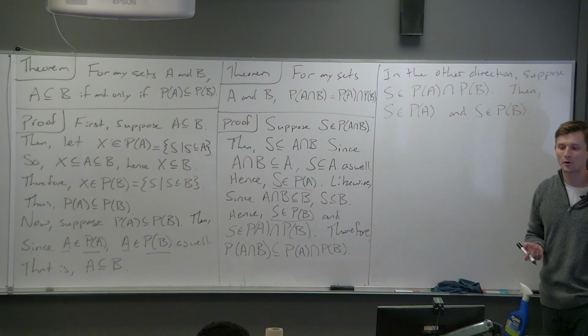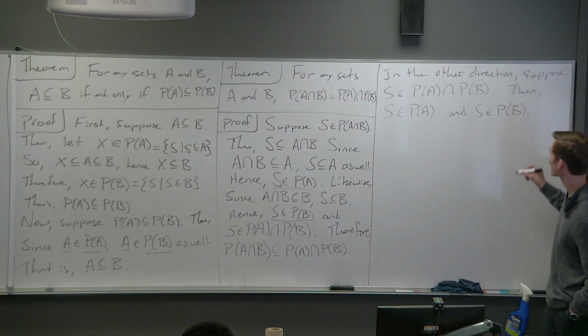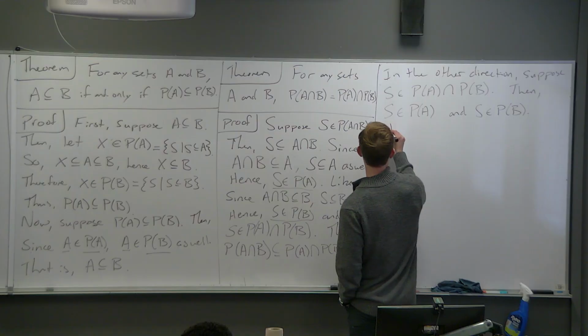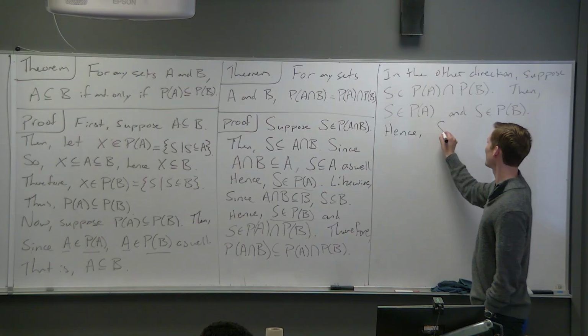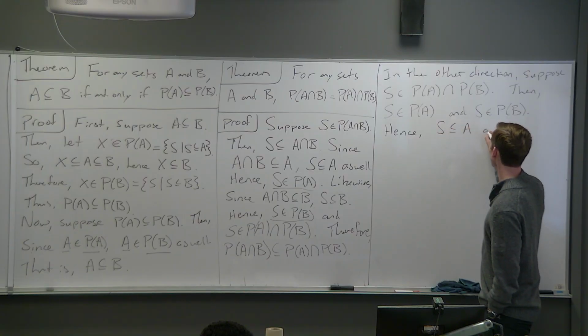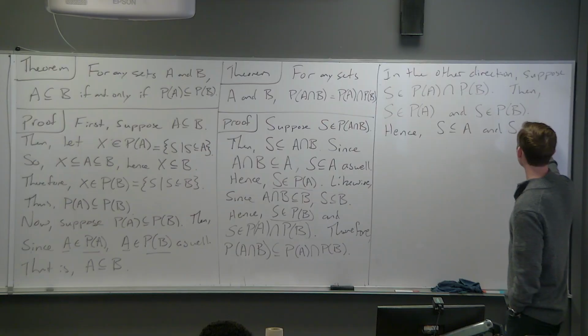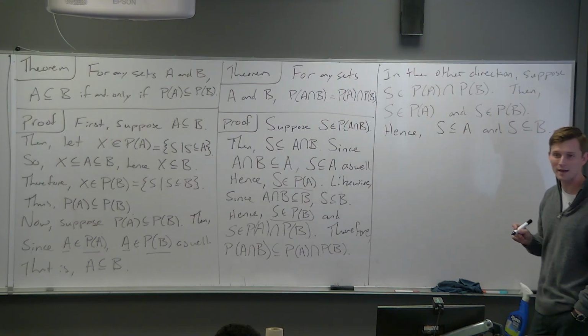It's the stuff that's in both of them. So if it's in the intersection, it must be in both of them, yeah? Okay. Hence, for S to be in the power set of A, S must be contained in A, and S must be contained in B to be in the power set of B.